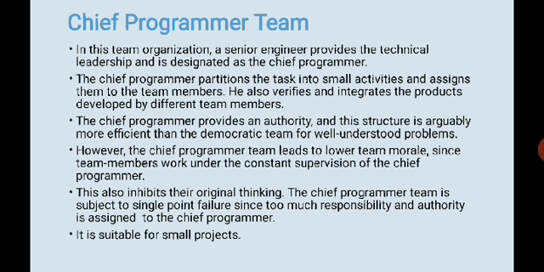So the chief programmer provides an authority, and this structure is more efficient than the democratic one for well understood problems. Well understood means you are very well aware of exactly what you are supposed to do. Like I go back to my SDLCs: if your requirements are very, very clear and you have a very clear understanding and picture of it, then it is very good for you, actually, right? However, the chief programmer team leads to lower team morale, since team members work under the constant supervision of the chief programmer. This is very true.